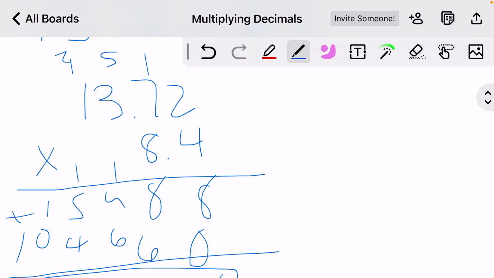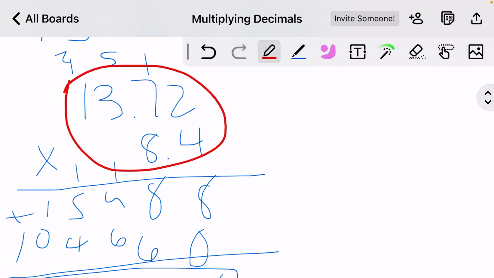So now the final step in figuring out this answer is to go back up to the original problem and count how many digits are behind each decimal point altogether. So we got 13.72, it's 0.7 and a 2. So that's 2 decimal places. And then 8.4, 0.4. So that's one more decimal place. And so this is going to be 3 decimal places total that we started with.